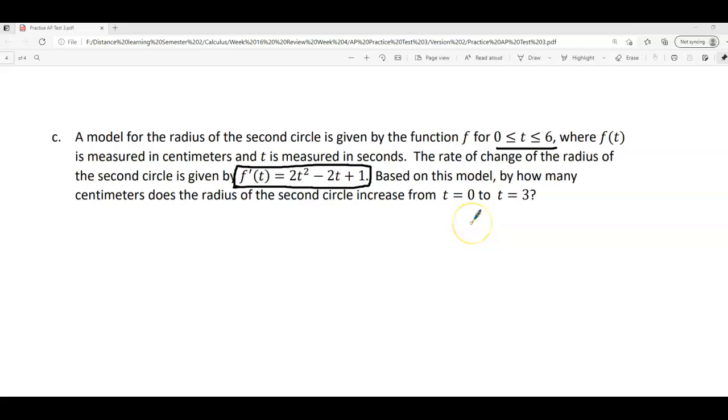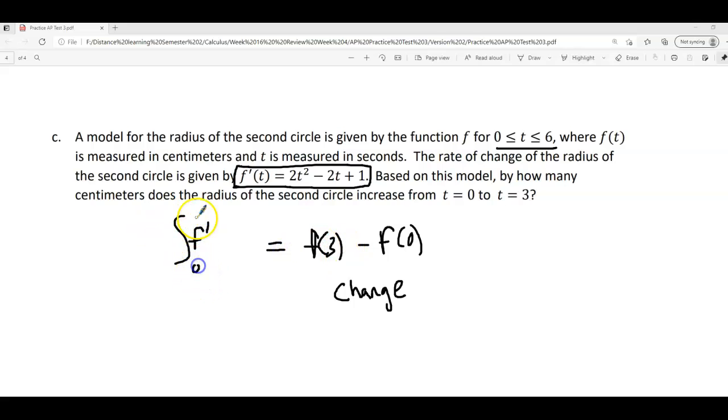So basically what they want to know is how big is the radius at 3, and how big is the radius at 0, and what's the difference between those? And that will be the change in the size of the circle, also known as net change. Well, there's another way we could write this. That could be written as the integral of f prime from 0 to 3.